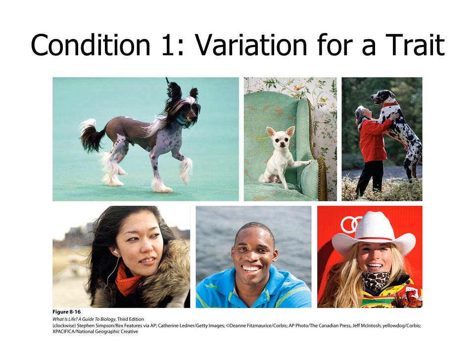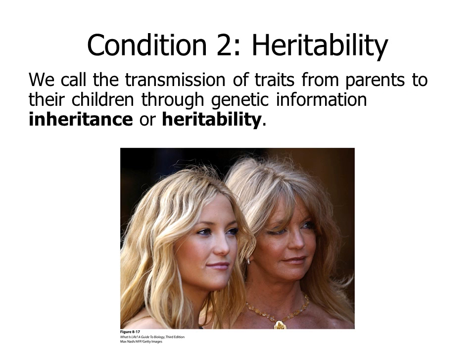So the first condition was the variation for a trait. It's not limited to physical features such as fur color or face shape. Organisms vary in physiological and biochemical ways too. There's also behavioral variation. The second of the conditions necessary for natural selection was being able to pass on that trait, or heritability. So we call the transmission of traits from parents to their children through genetic information inheritance, or you could say heritability.